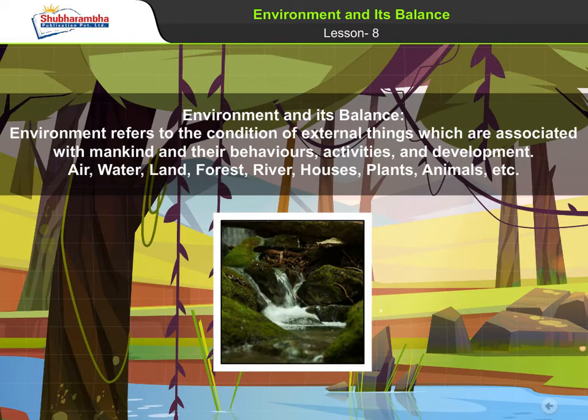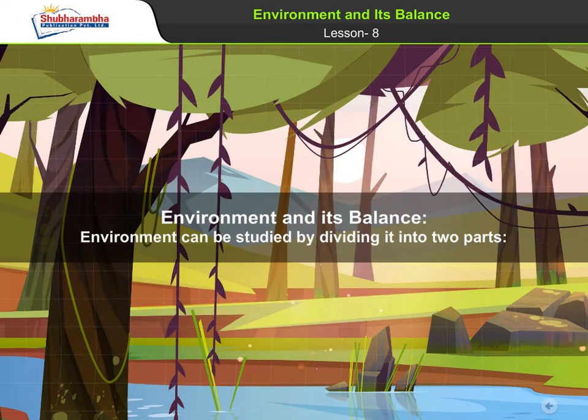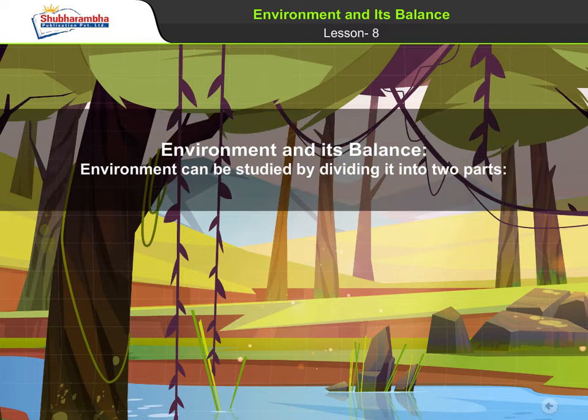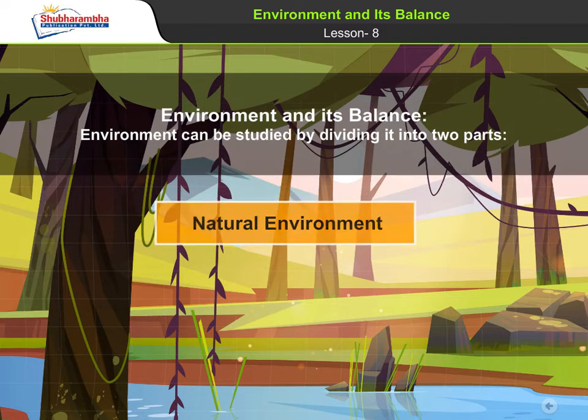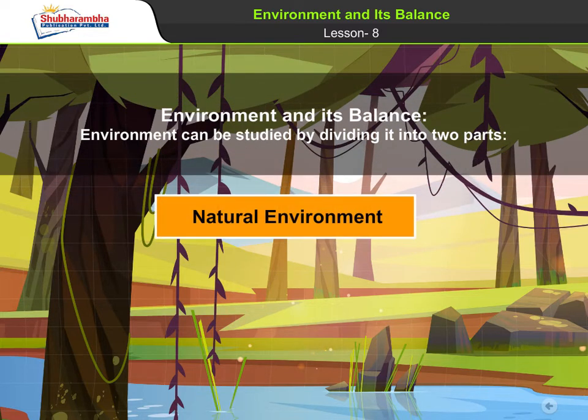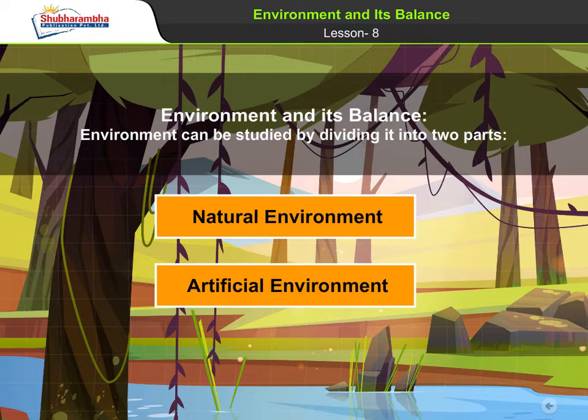Environment and its balance. Environment refers to the condition of external things which are associated with mankind and their behaviors, activities, and development. Air, water, land, forest, river, houses, plants, animals, etc. Environment can be studied by dividing it into two parts. 1. Natural environment. 2. Artificial environment.